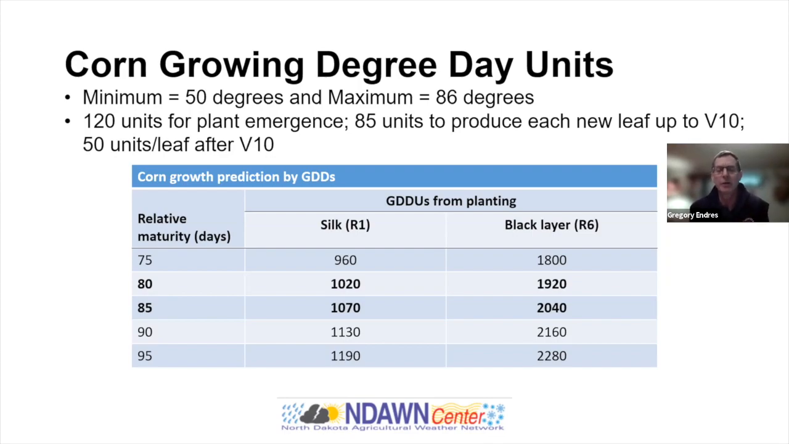silking, and then another 1,000 units to reach black layer. And certainly that's going to vary depending on the season, on the actual hybrid, on your management practices, soils, etc. But some numbers pretty easy to remember for the relative maturities that are very commonly grown in this region.